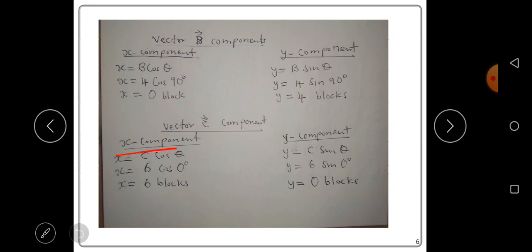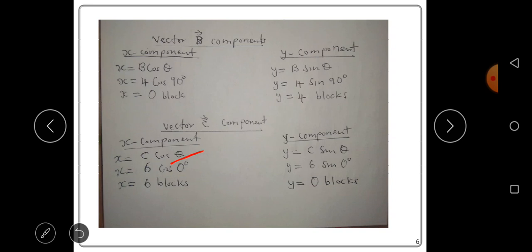We can also look at the vector components of vector C. To find the x component, we say x is equal to C cos theta. The magnitude of C is 6. Then theta is 0.